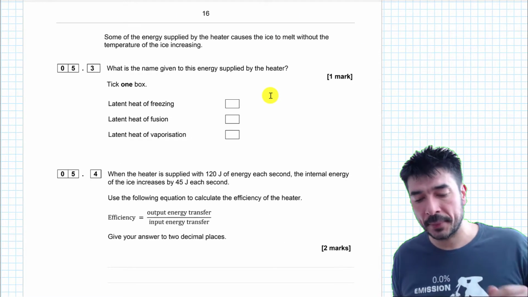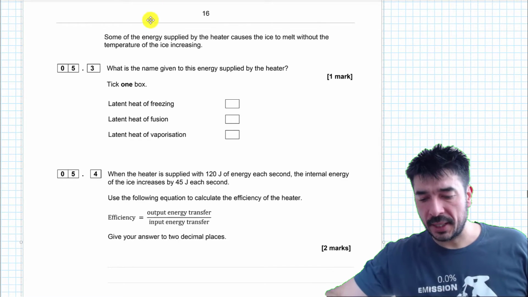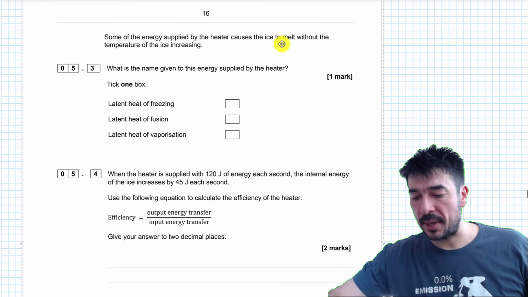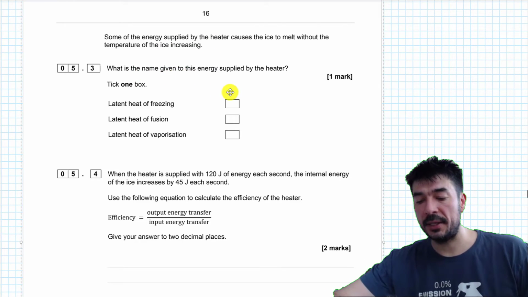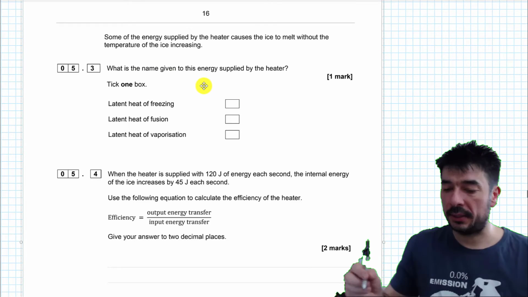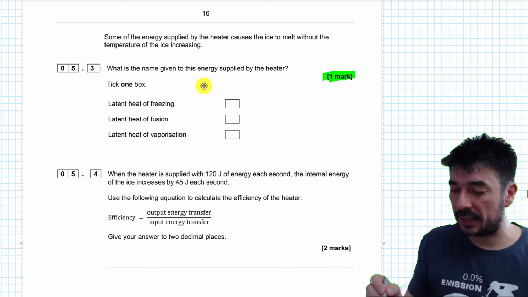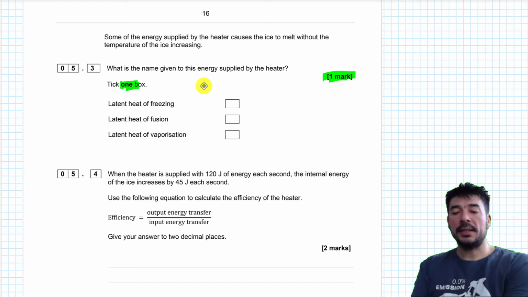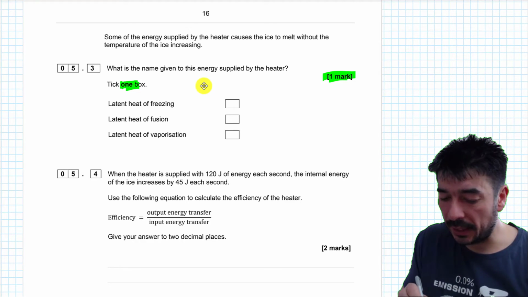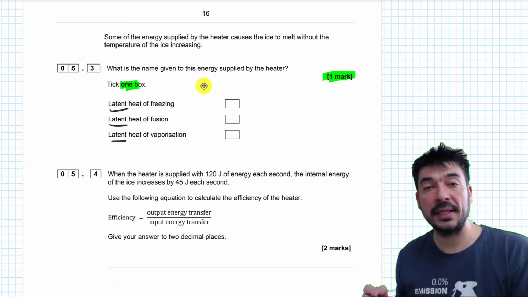Right, next bit. Some of the energy supplied by the heater causes the ice to melt without the temperature of the ice increasing. What is the name given to this energy supplied by the heater? Tick 1 box. Again, exam technique: it says tick 1 box. Watch out for these things, just 1. So they've all got this word here, latent. Latent means hidden.